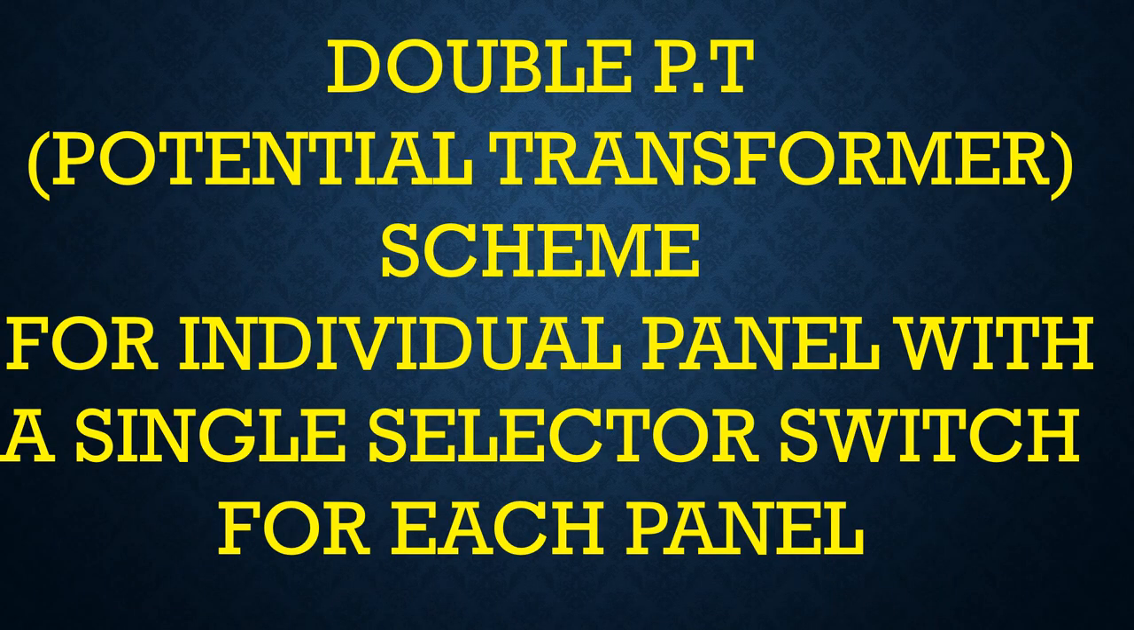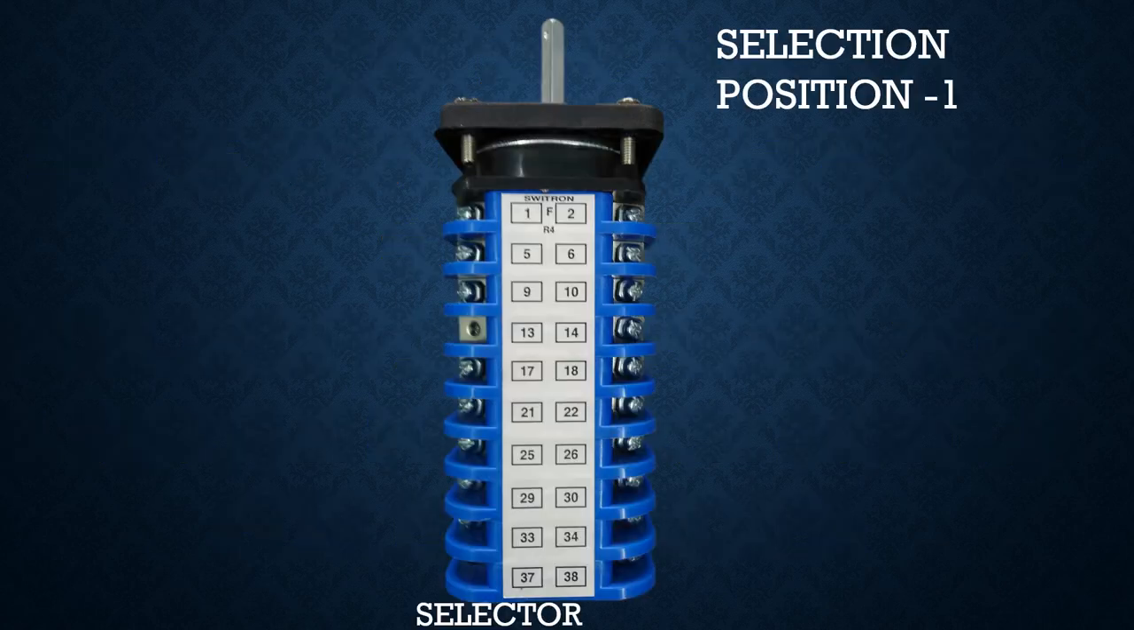Hi dear viewers, in this episode, a double PTS potential transformer scheme for individual panel by using a single Switron make selector switch is presented here. This is a Switron make selector switch with 10 plus 10 contacts.